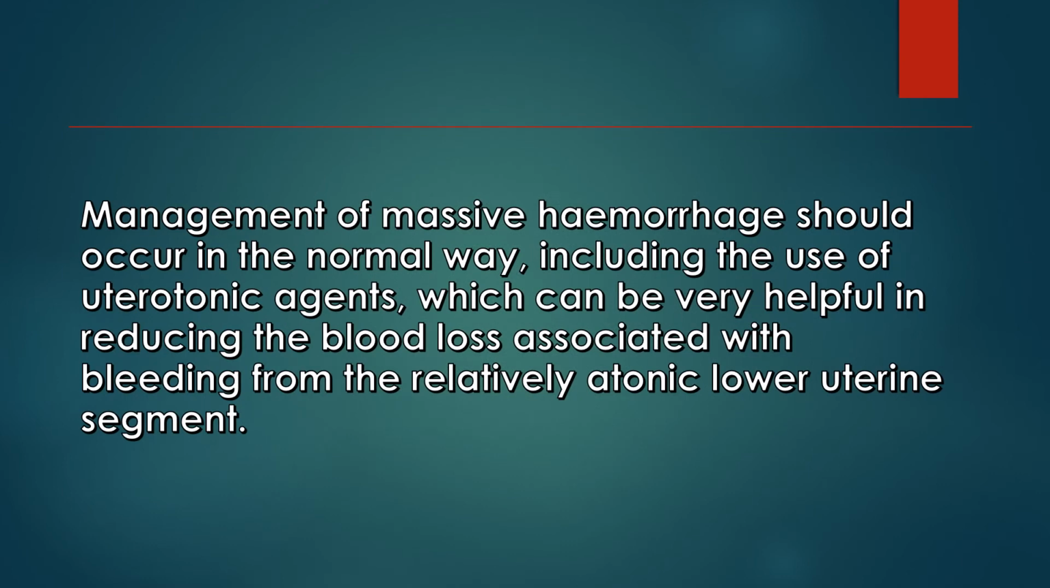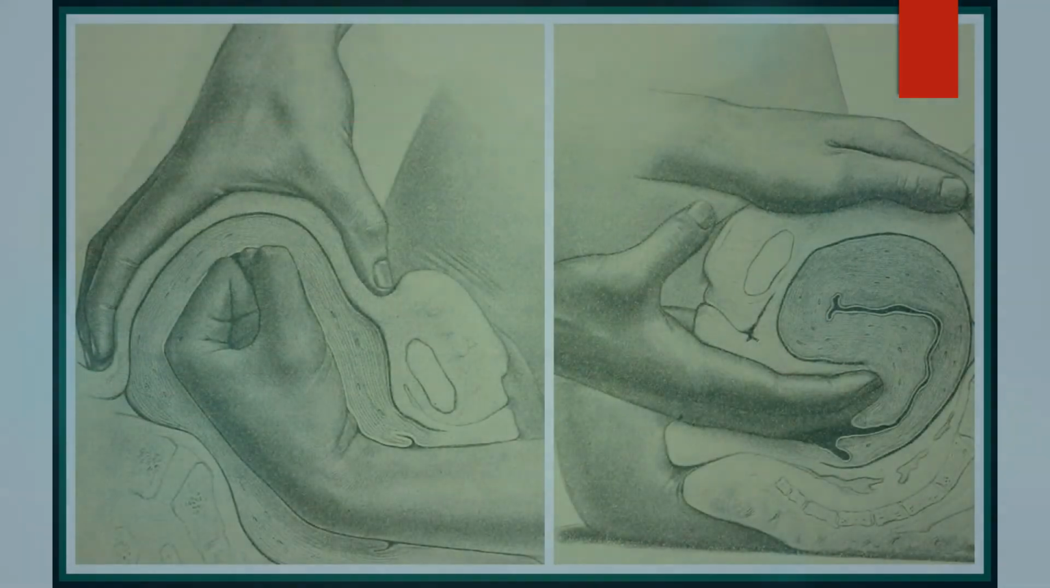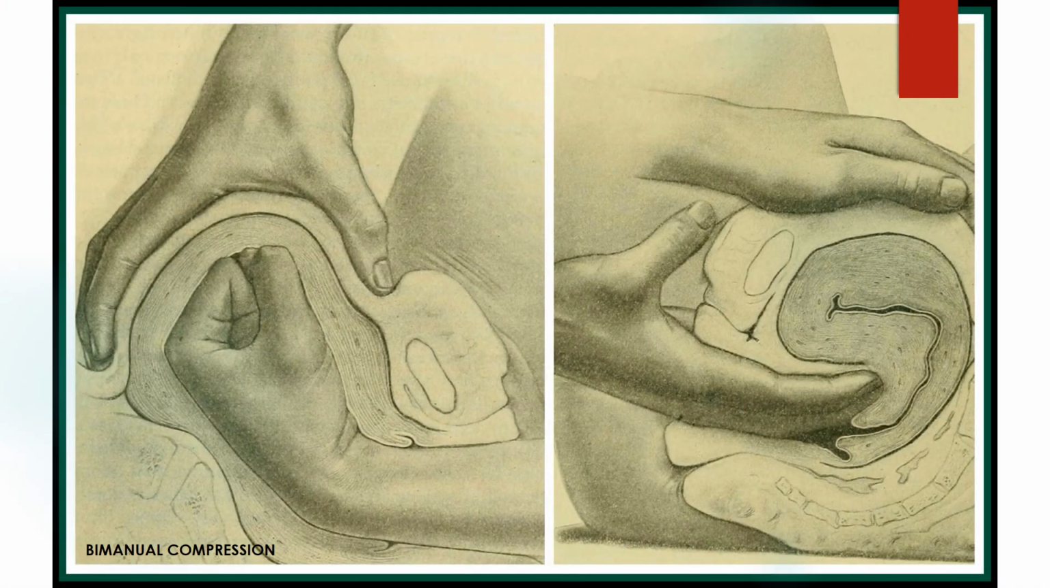Management of massive hemorrhage should occur in the normal way, including the use of uterotonic agents, which can be very helpful in reducing the blood loss associated with bleeding from the relatively atonic lower uterine segment. Advanced techniques may also be employed, and the use of bimanual compression or even aortic compression can buy time for extra help to arrive or for the anesthetist to catch up hemodynamically in the unstable woman.